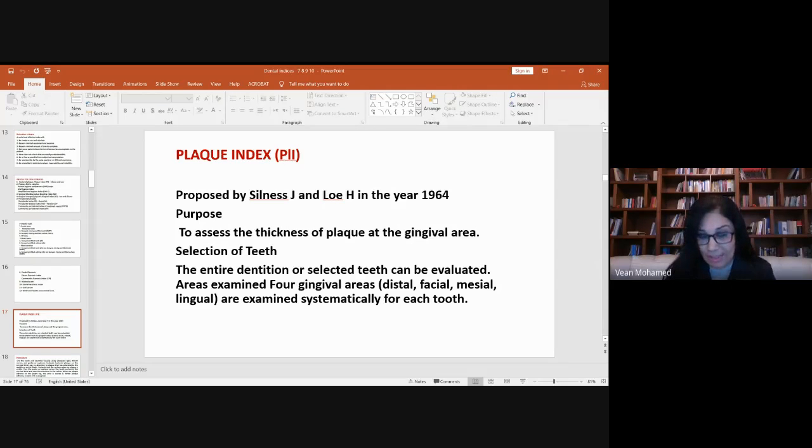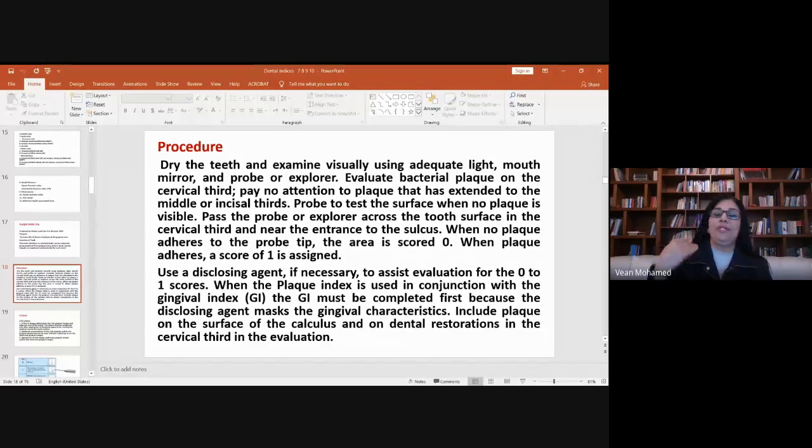And which area will be examined? We have to examine 4 areas. For each tooth, we examine the distal, facial, mesial, and lingual surfaces. Meaning for plaque index, all teeth are examined and 4 surfaces per tooth should be examined. The procedure. What is the procedure for plaque index? I think Dr. Huda will explain it for you, and we will follow together in this lecture.